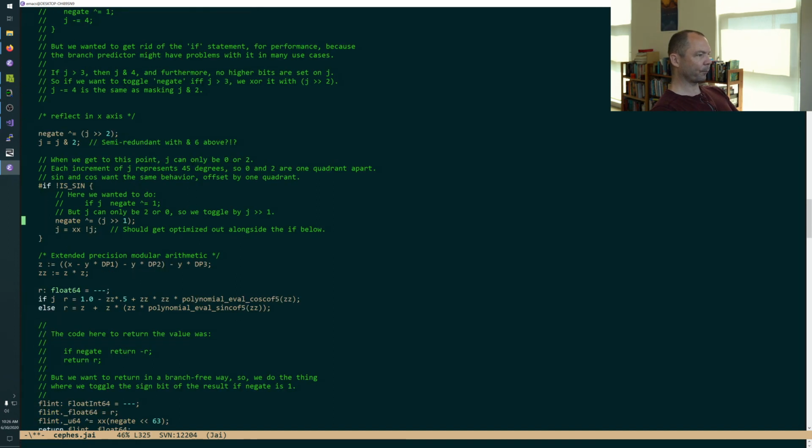Okay. Yeah, the trick to making it fast may be a totally different algorithm where you don't care about range reduction in the same way, I guess, right? It's hard to imagine what that would be, though.